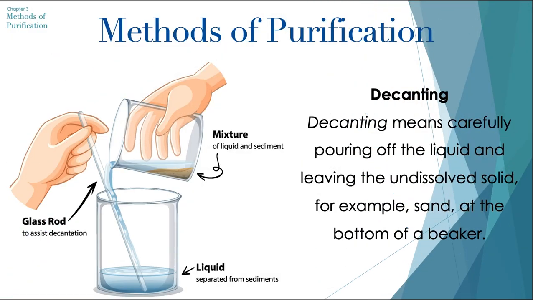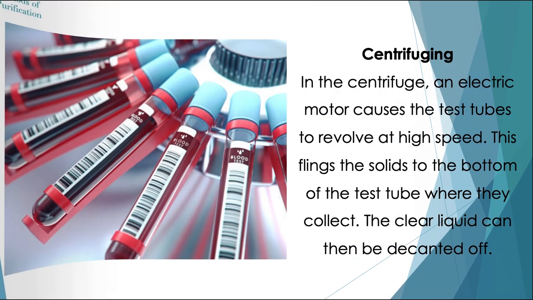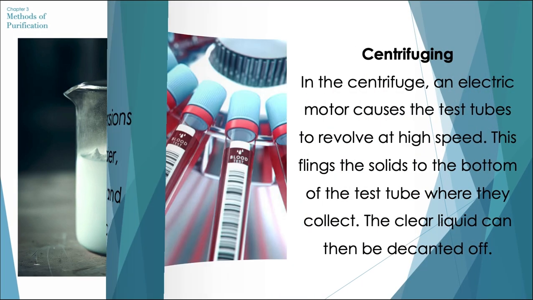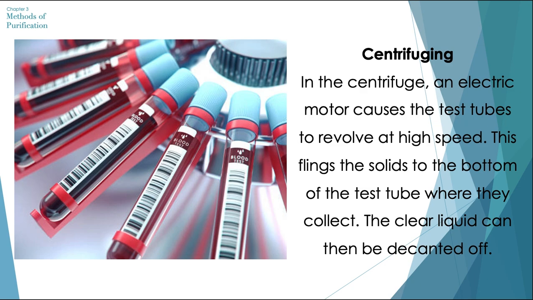So a mixture of sand and water can be easily decanted because sand is heavier than water, so it will sink to the bottom. But some suspensions like clay particles in water, chalk particles in water and blood cells in plasma are fine particles, and because they are light, they are held in suspension throughout the water and only sink to the bottom very slowly. Sand, on the other hand, is heavy, so it sinks faster, whereas other suspensions are light, so that is why we use a centrifuge to revolve them at high speed so that they can be flung to the bottom of the test tube. Then we can decant the clear liquid off.